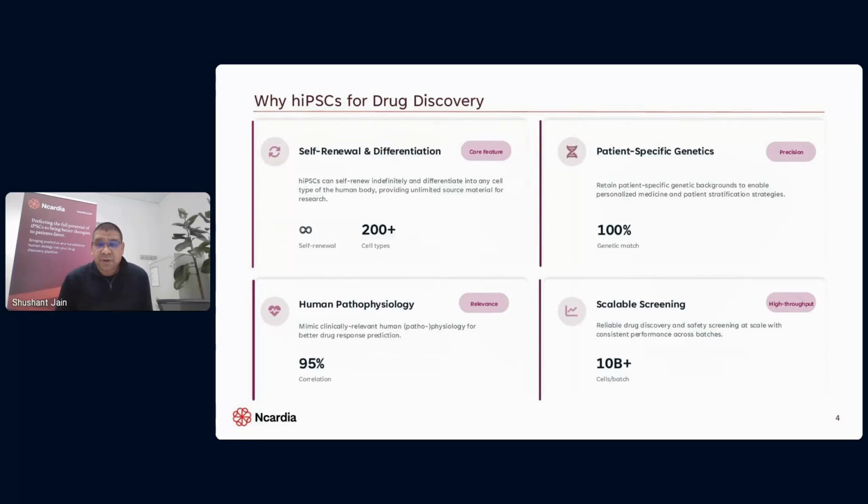The iPSCs themselves retain the patient-specific genetics. So if we're looking at Mendelian diseases, you can maintain that mutation. But also if we go to these more complex diseases where there are polygenic genetic risk factors, these patient-derived iPSCs retain that genetic component.